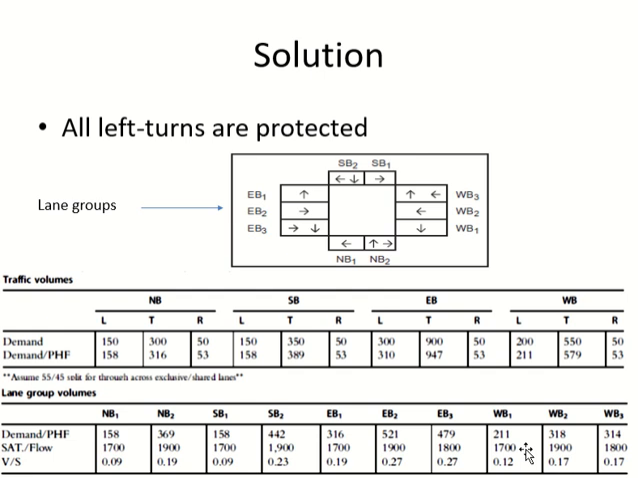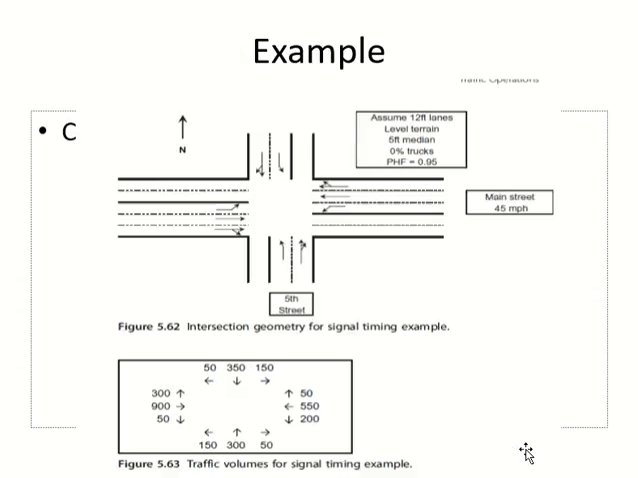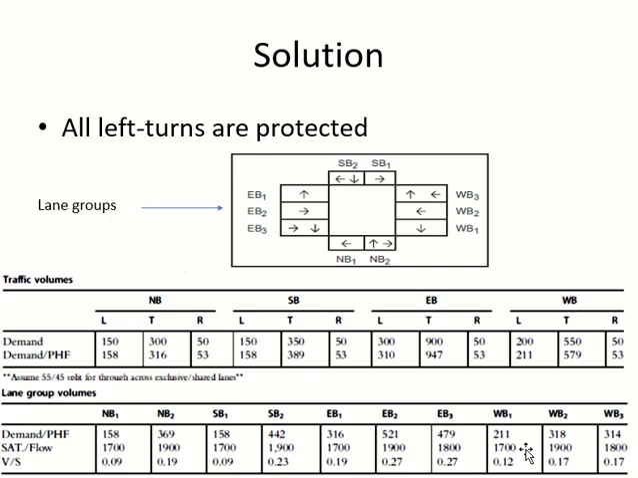Flow rate. So the first thing is you calculate the flow rate if it is not given. One more step which was not required here is the factor of heavy vehicles. Here I have 0% trucks and level terrain, so the factor of heavy vehicle is not required. If it was required, you would divide by the factor of heavy vehicle here.